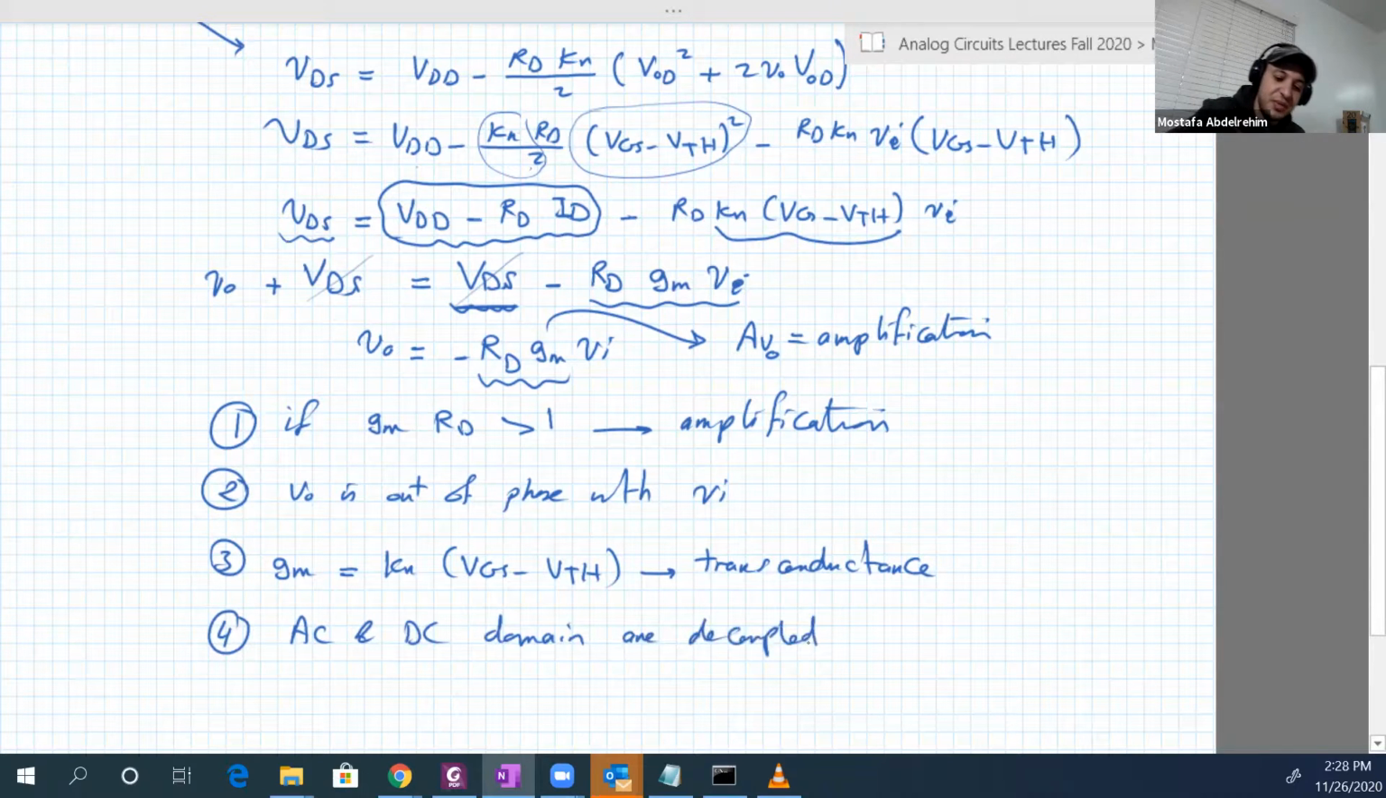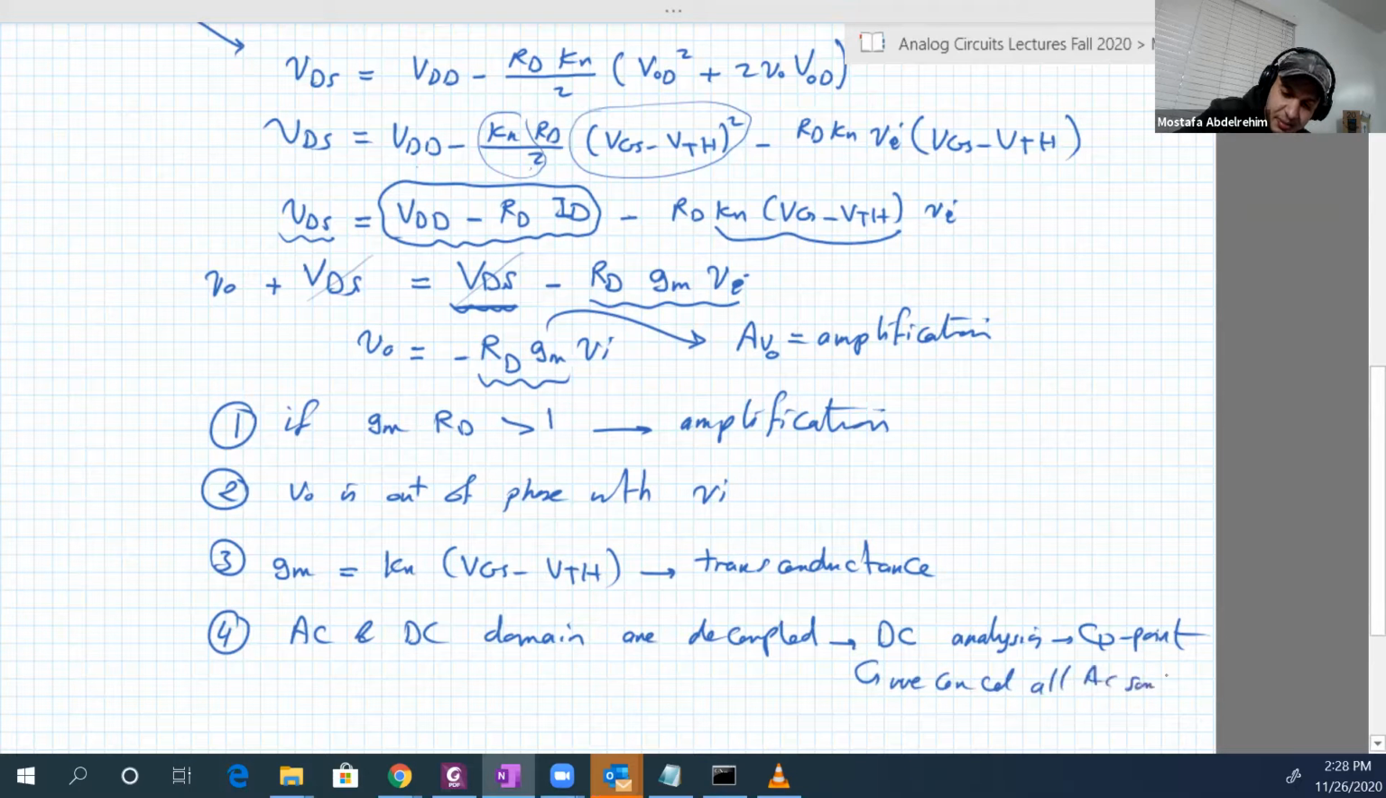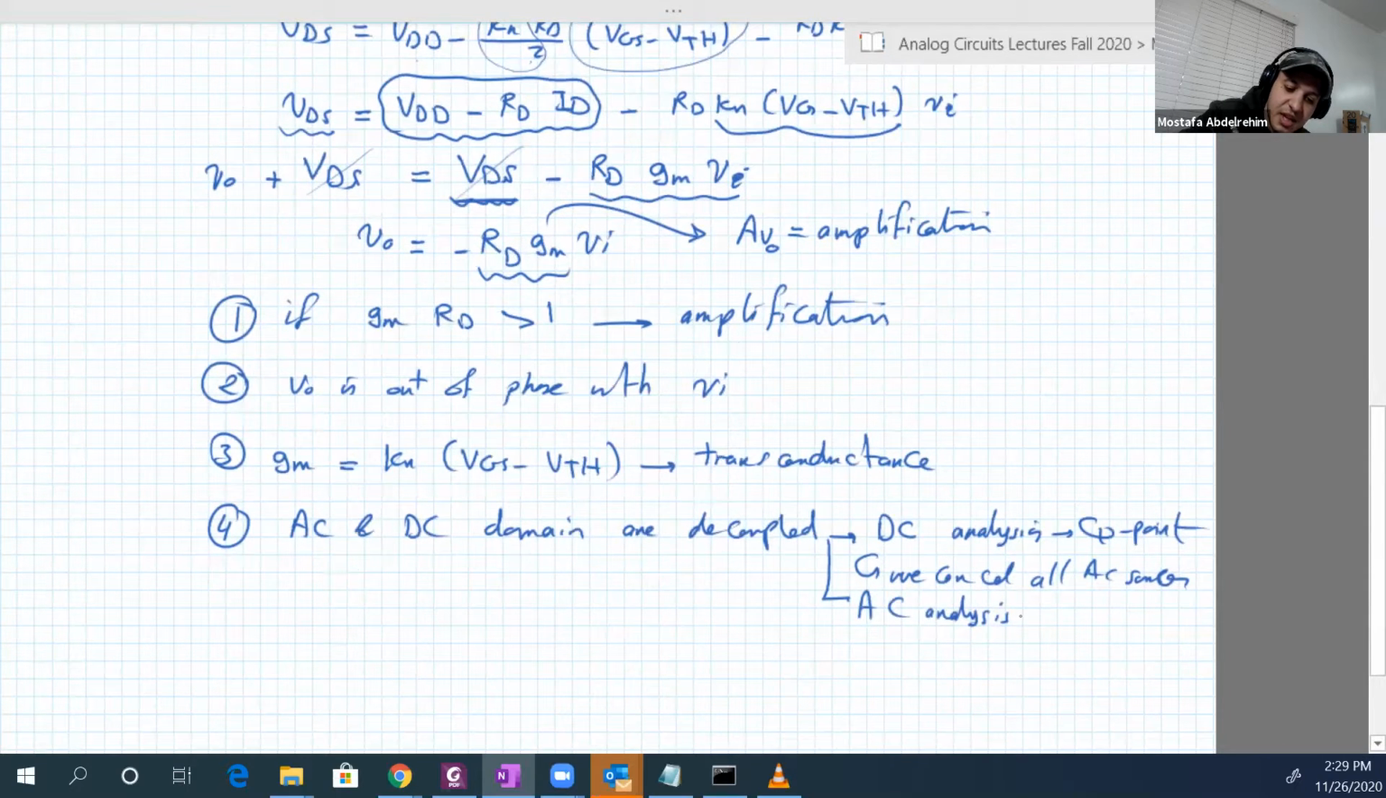So we will have DC analysis to determine the Q point, in which we cancel all AC sources. And we will have AC analysis, in which we cancel all DC sources.